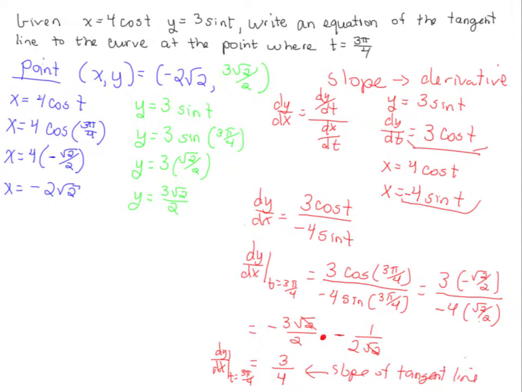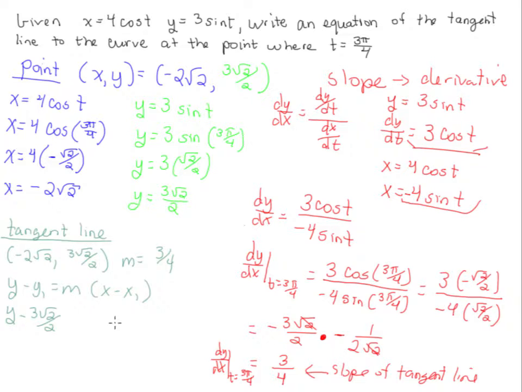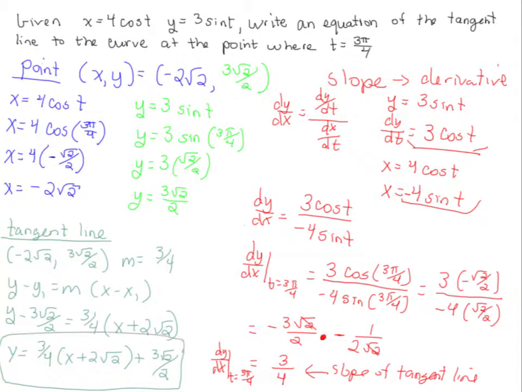Now that I have a point and a slope, I'm going to use my point-slope form of the line to find our equation of the tangent line. Plug in the y of the point, the slope, and the x of the point, and solving that for y, I get my equation of my tangent line.